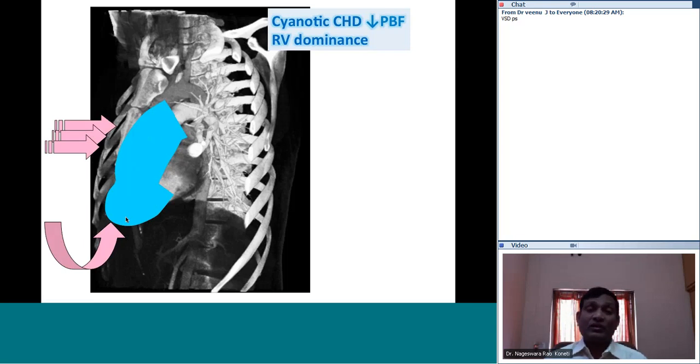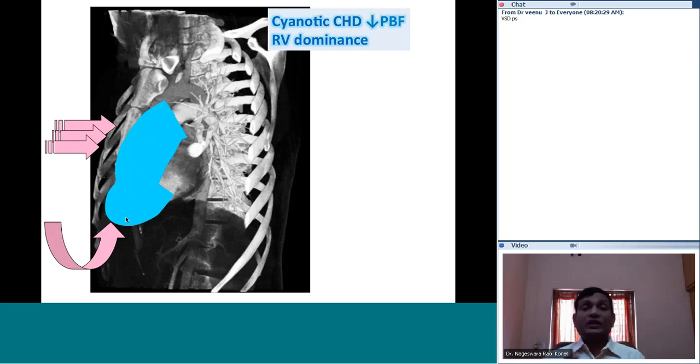But in reality, in cyanotic congenital heart disease with reduced pulmonary blood flow, in conditions where a non-restrictive VSD is present, a classical example being tetralogy of Fallot, both ventricles share equal pressure. So you don't clinically appreciate that kind of right ventricular dominance. That means subxiphoid pulsations and parasternal heave will not be seen if there is a communication between the two ventricles, called a non-restrictive VSD.